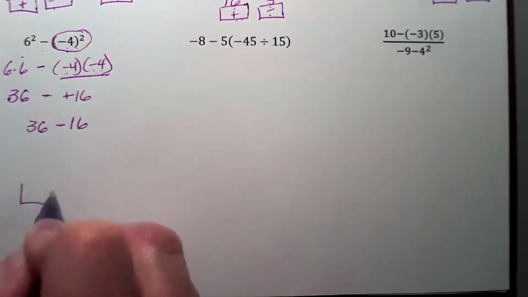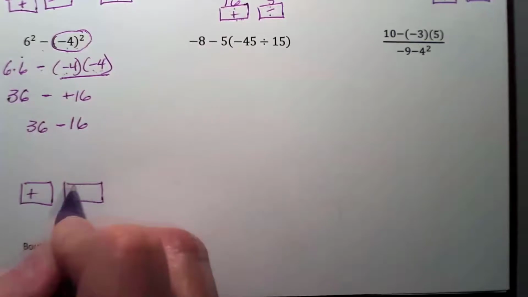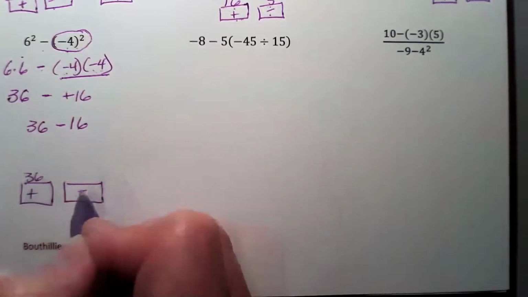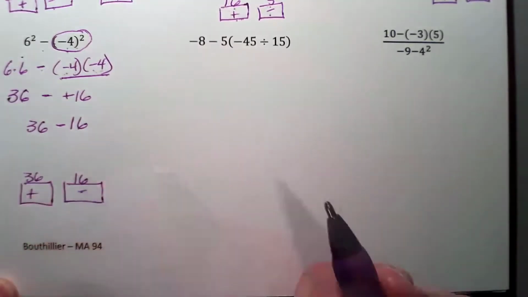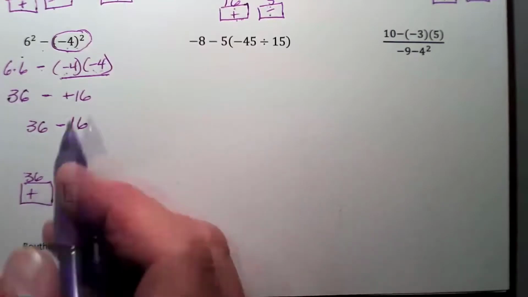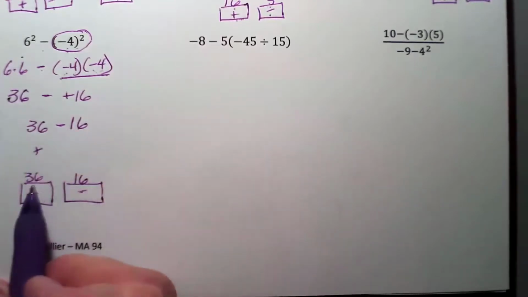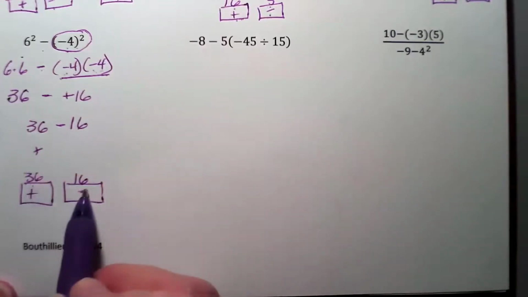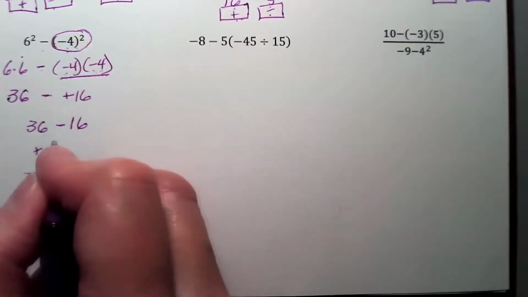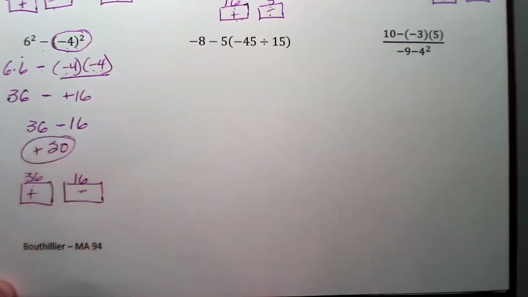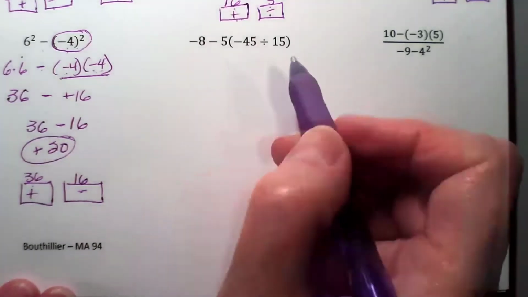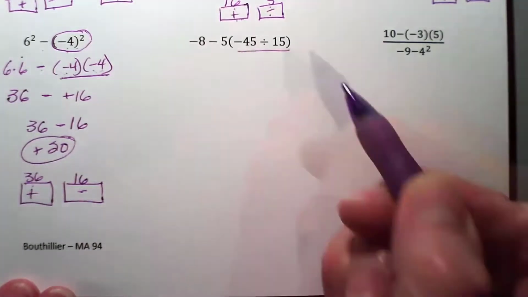If I wanted to do the boxes, I'd have a positive box and a negative box. 36 goes in the positive box. 16 goes in the negative box. Which box has more? The positive. How many more? Well, 36 compared to 16. There's a difference of 20 there. So it's positive 20. This next one, we're going to do the parentheses first.